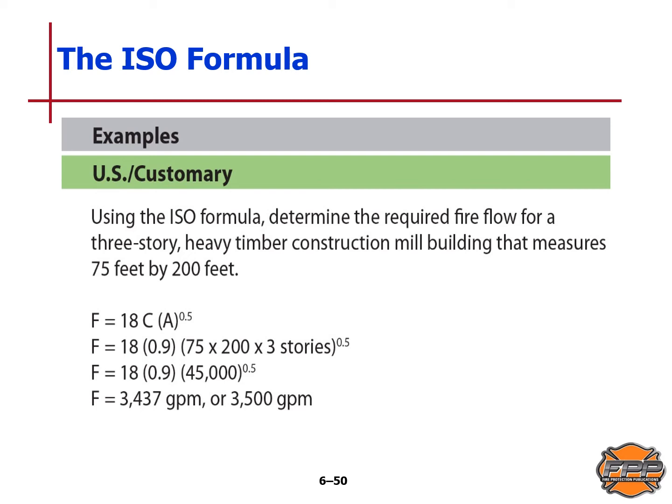And then your area, which is 75 feet by 200 feet, and you have that times 3 stories. So 75 times 200 times 3 stories, raised to the power of 0.5. So if you work out the math, you have 18 times 0.9 times 45,000 to the exponent of 0.5. And when you calculate that out, the final answer is 3,437 gallons per minute, which you can round up to 3,500 gallons per minute.